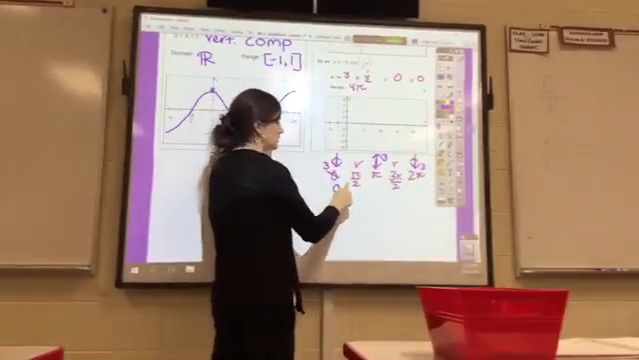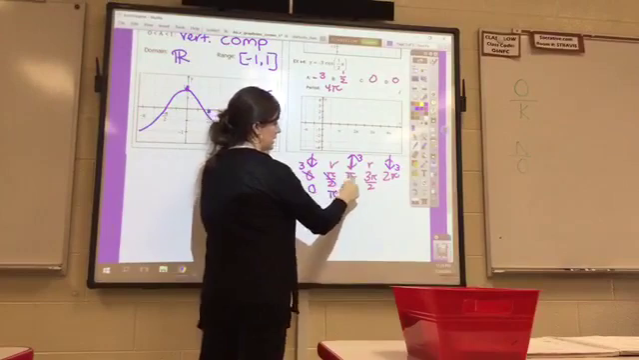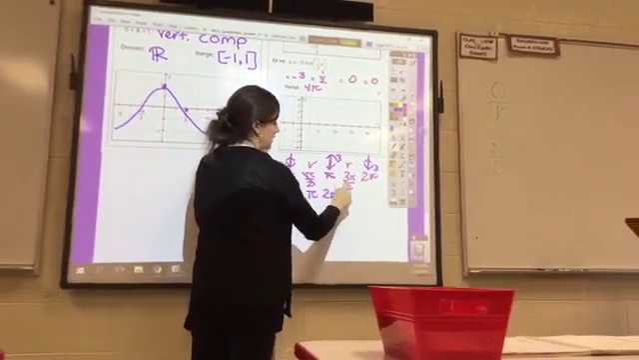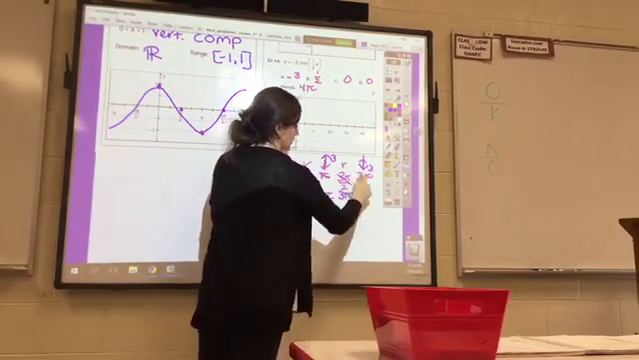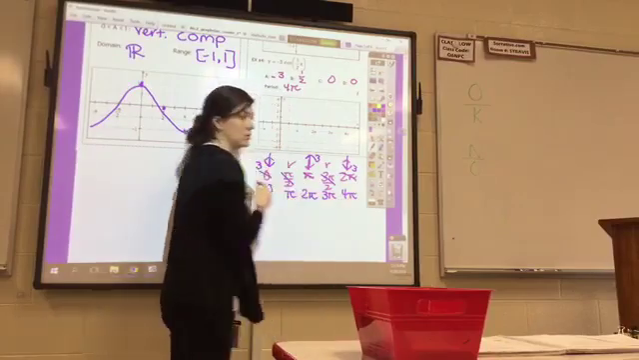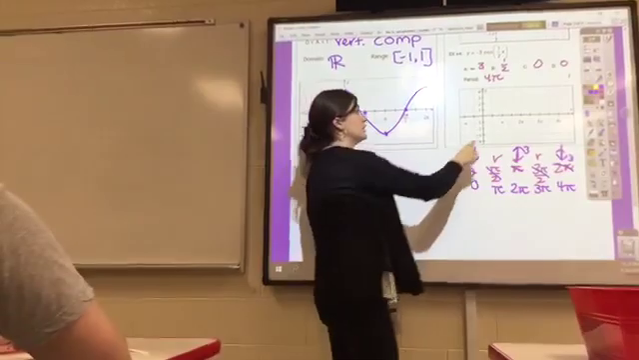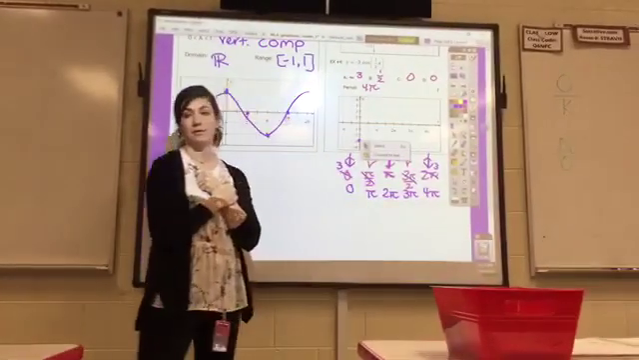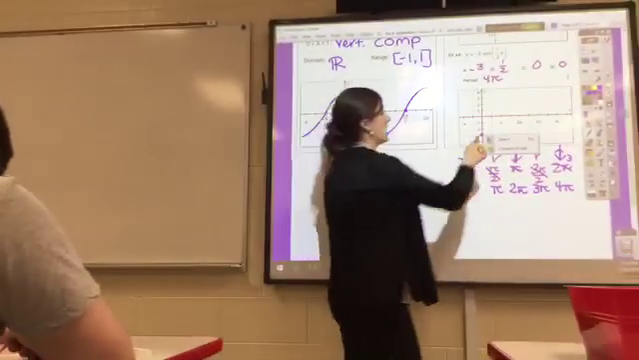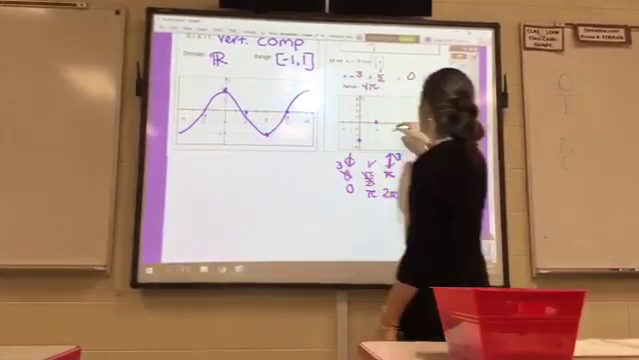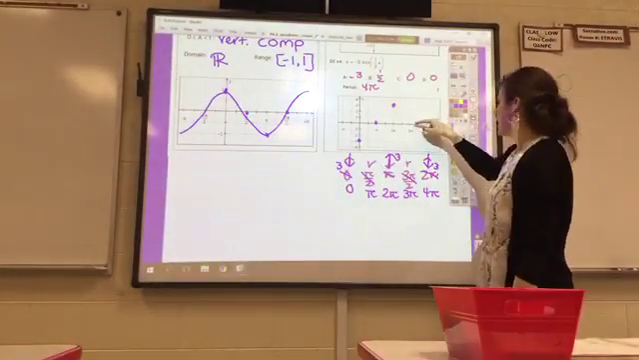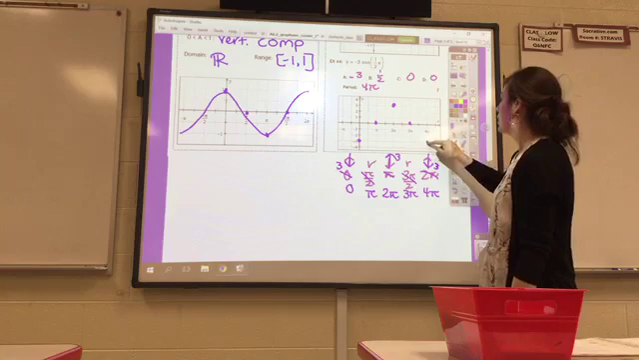So 0 is going to stay 0. This one becomes pi. This one becomes 2 pi, 3 pi, and 4 pi. Everybody okay? Okay, so at 0, I'm going down 3. At pi, I have a root. At 2 pi, I'm going up 3. At 3 pi, I have a root. And at 4 pi, I am down 3.